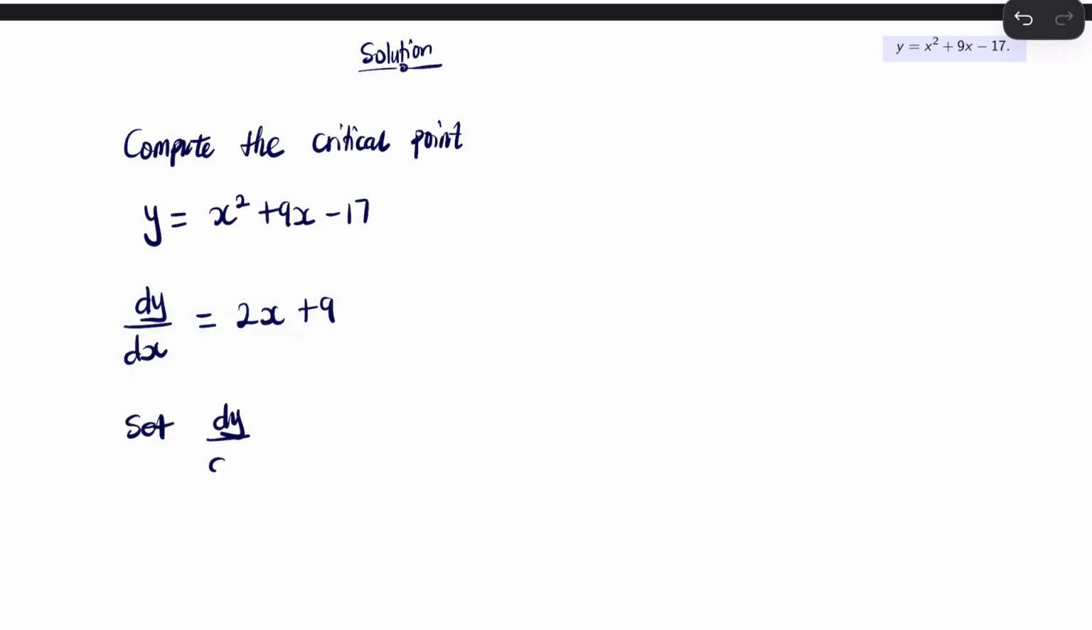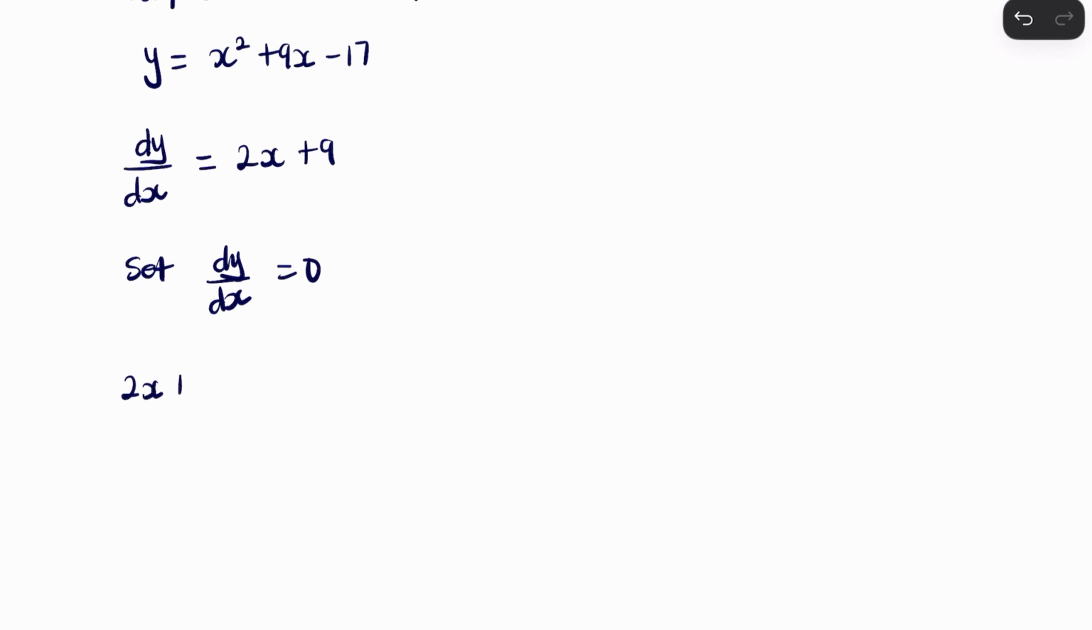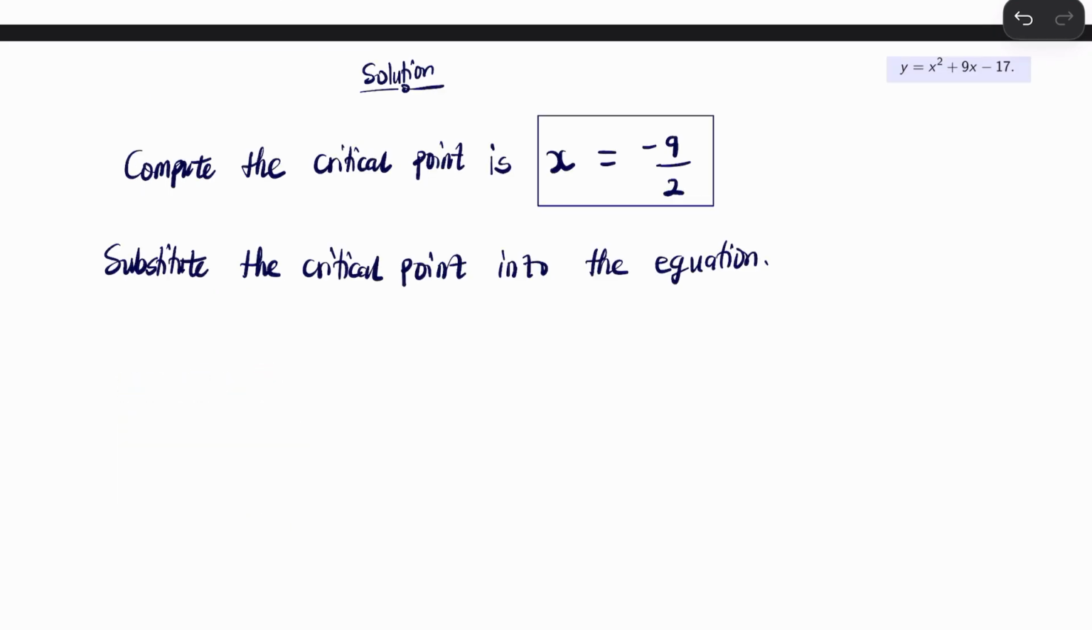Set dy dx to 0. Thus, we have 2x plus 9 is equal to 0. And so we have x to be equal to minus 9 on 2. And so we have our critical point to be equal to minus 9 on 2. From here, our next step is to substitute the critical points into the equation.